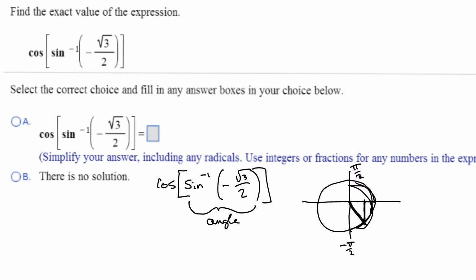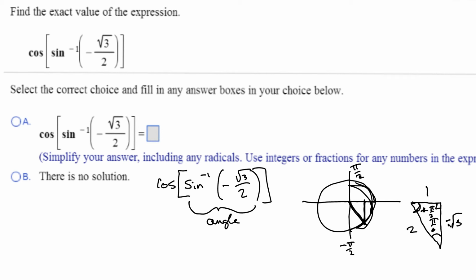Okay, the y coordinate, and I'm going to pull this triangle out and make it bigger so I can write on it. So we have this angle here, theta, and its sine ratio is minus square root of 3 over 2. But we know this triangle, we recognize these sides as being our 30, 60, 90 triangle, or our pi over 6, pi over 3, 90 triangle.